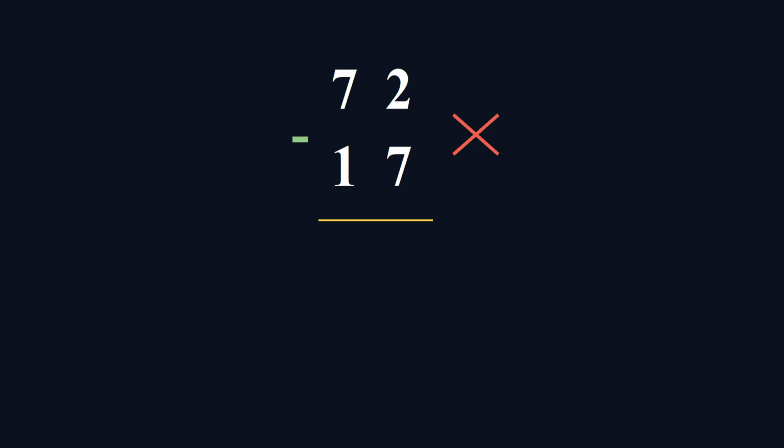2 minus 7. But I can't do it because 2 is smaller than 7. So we must borrow. You go to the 7 in the tens place and borrow 1 from it. So the 2 becomes 12 and 7 becomes 6. Now we have 12 minus 7, which equals 5.